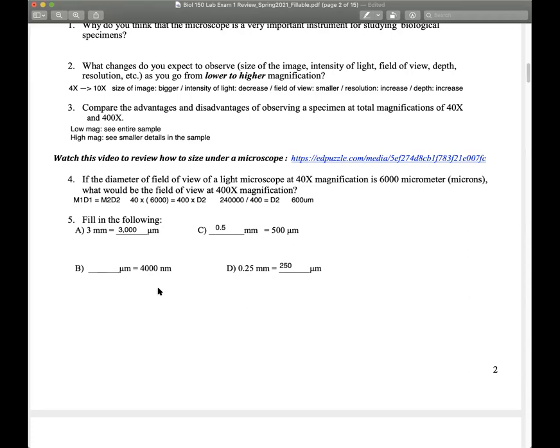All right, and now we're going to move from micrometers into nanometers. So a nanometer is even smaller than a micrometer. So how many micrometers is 4,000 nanometers? Oh, Ryan's got the answer. It would be 4. 4 micrometers equals 4,000 nanometers.